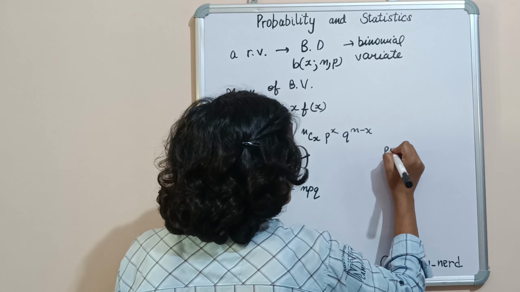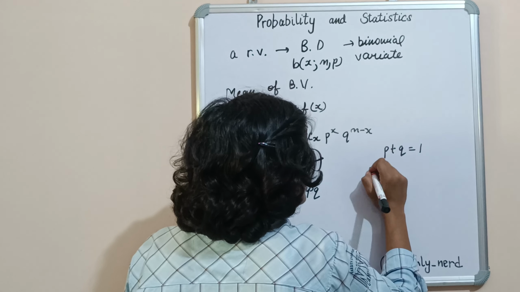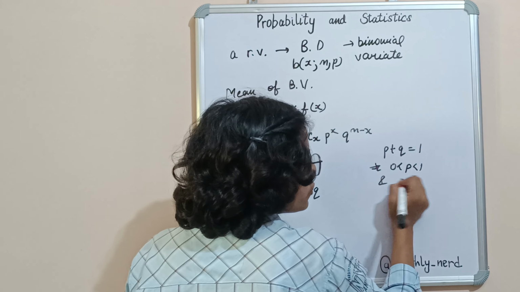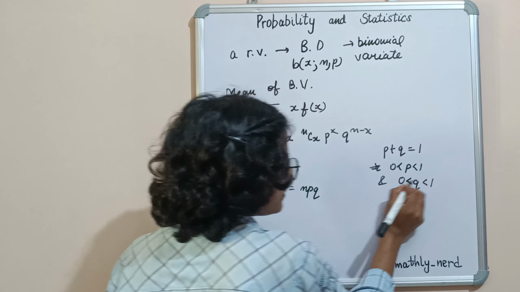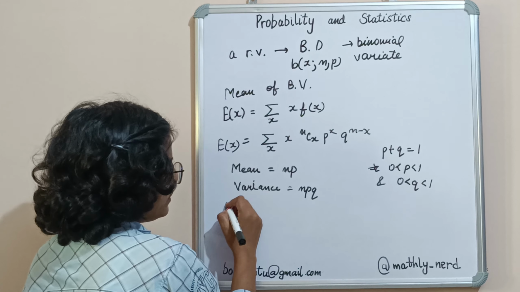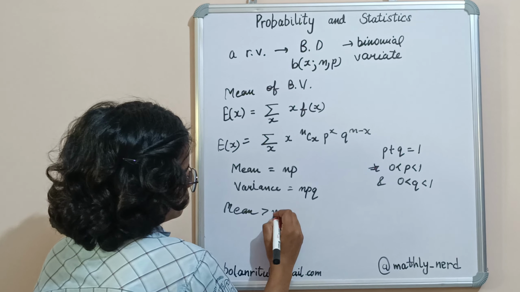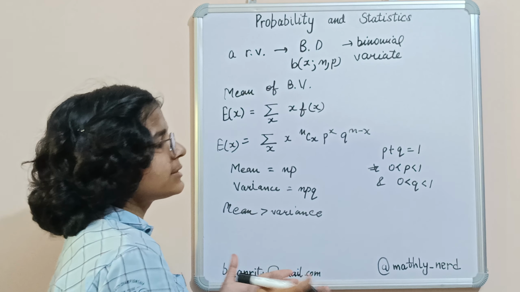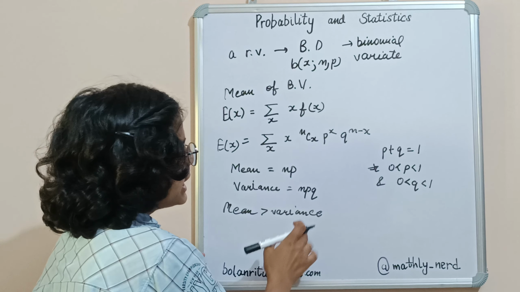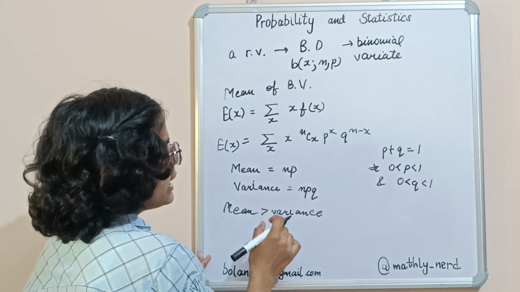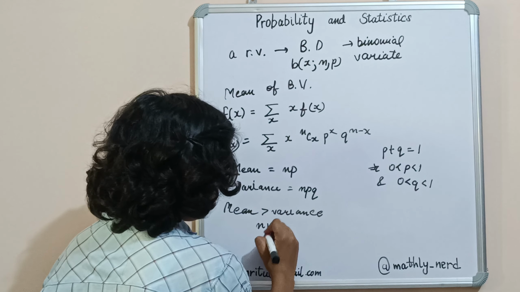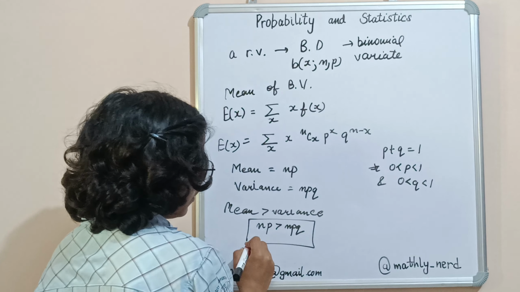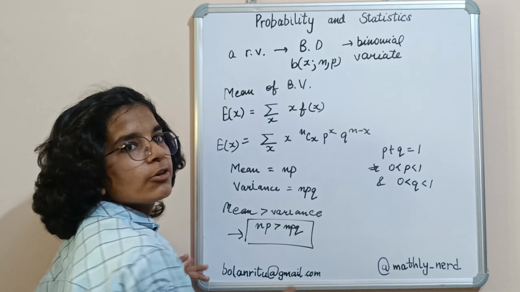As we know, p plus q equals 1, that means p lies between 0 to 1 and q also lies between 0 to 1. Therefore, mean is greater than variance, because if we multiply a number that is less than 1 to a number, then the result will be less than the previous number. Therefore, np is greater than npq. This always stands for a binomial distribution.